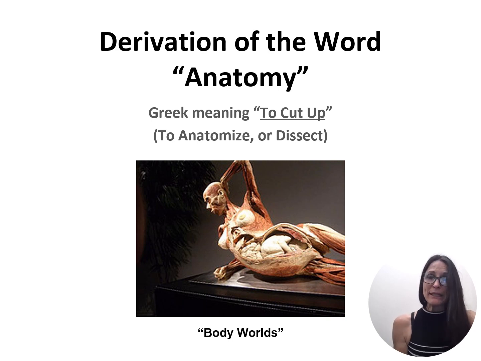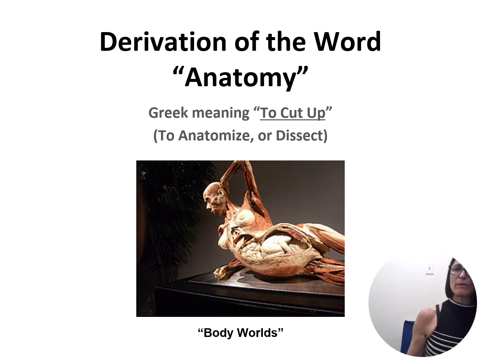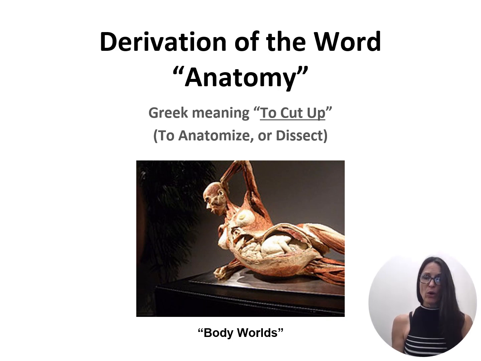So what does anatomy mean? The derivation of the word anatomy is Greek, and it literally means to cut up. You can also say to anatomize or dissect. This is a photograph from Body Worlds, one of my most favorite art exhibits. I've followed it lots of places around the country when it shows up at museums. It's super cool if you ever get a chance to visit one of those Body Worlds. Definitely go. Because there's lots of really cool parts of the body and the way they display them with this process called plastination is pretty awesome.